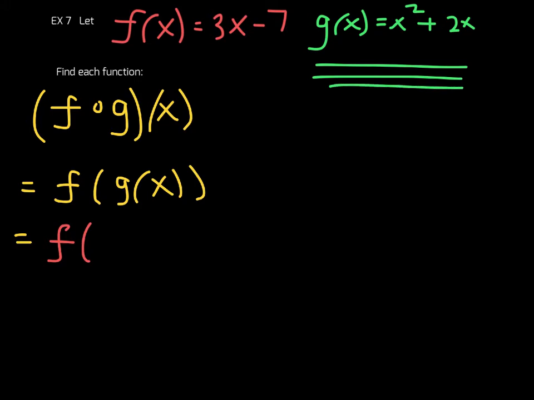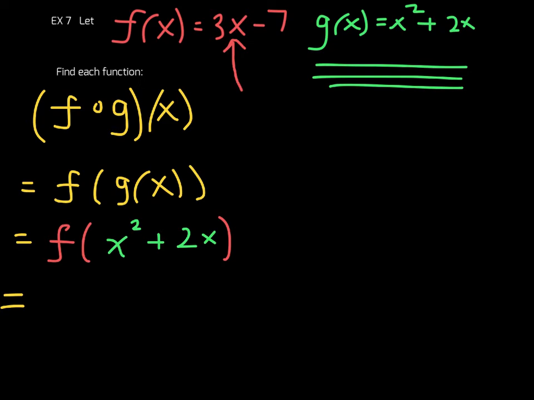So I'm going to replace g of x over here in my problem with what it's equal to: x squared plus 2x. That's what g of x is. So this notation now is asking us to substitute x squared plus 2x into function f as your input. When you look at function f, this is your input value right there. So you are replacing that input variable, x, with the expression x squared plus 2x.